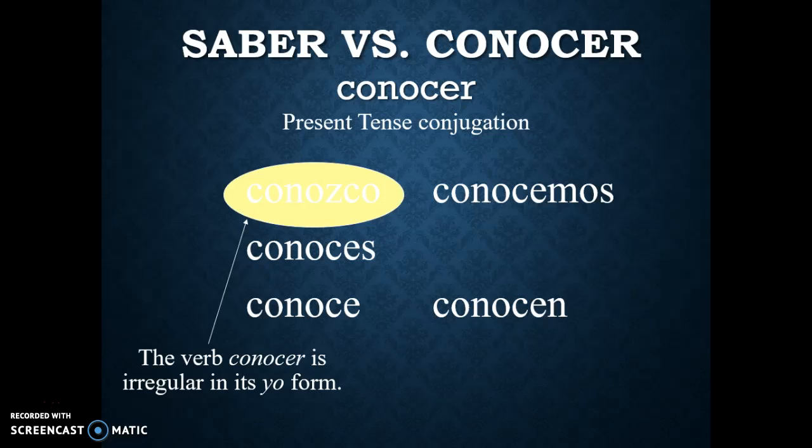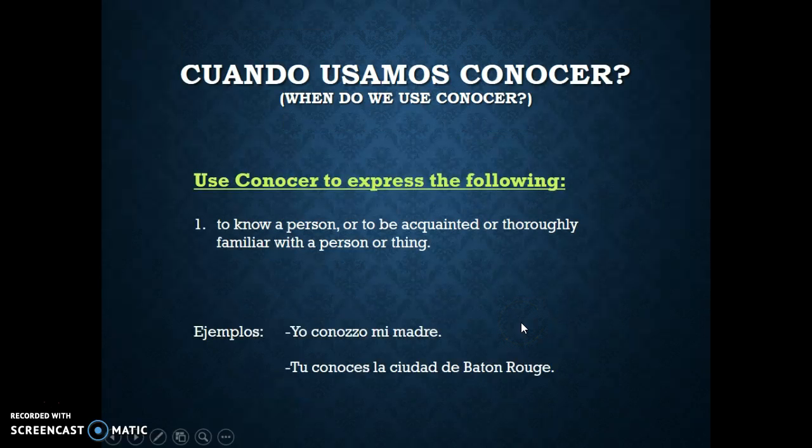Notice again that the verbo conozco, or this conjugation of it, is irregular in the yo form, just like saber. But notice, again, all the rest take on the regular ER endings. Notice that this is irregular, though. Make a mental note of that. Again, I know, you know, he or she knows, we know, and they know.